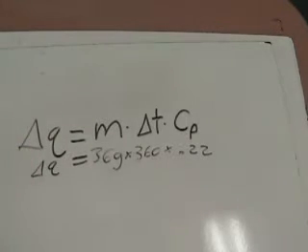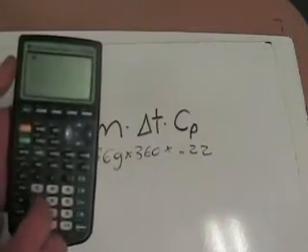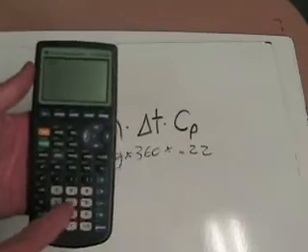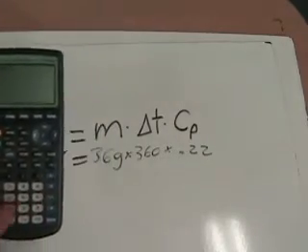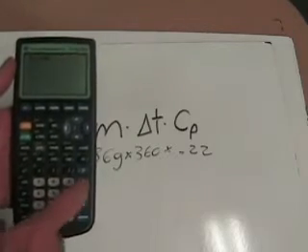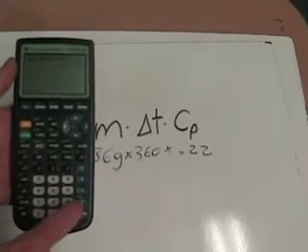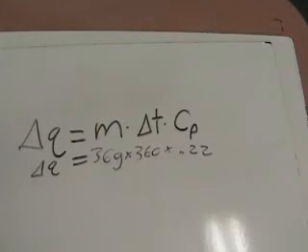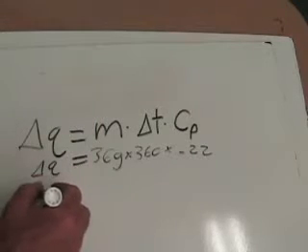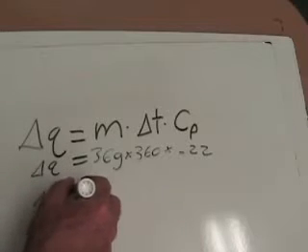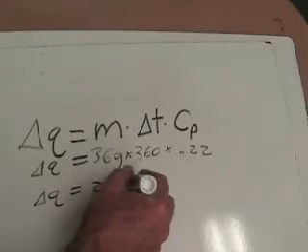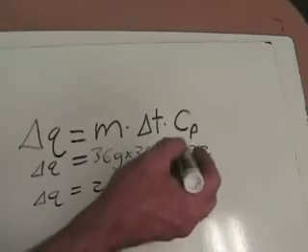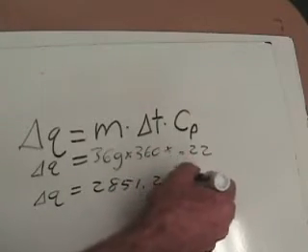So let's just take out my handy dandy calculator and enter these numbers. Here's how I'm going to do it. I'm going to say simply 36 times 360 times 0.22, and I find it takes 2851.2. Delta Q equals 2851.2. That would be in calories.